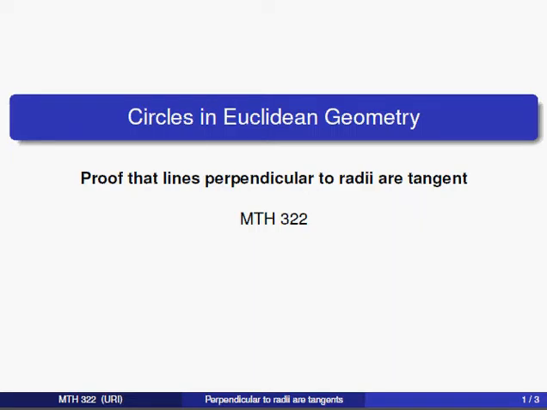Welcome back. In this video, we will prove that lines perpendicular to circle radii are tangent to the circle if they pass through the circle itself. If you haven't tried to prove this already, again, please stop the video and try to do it yourself.